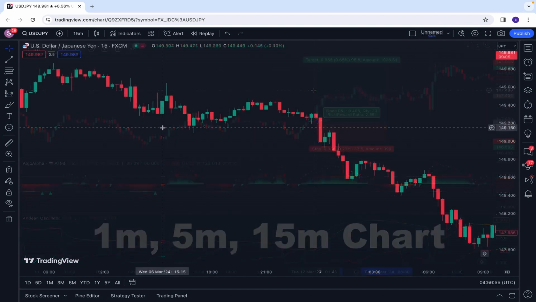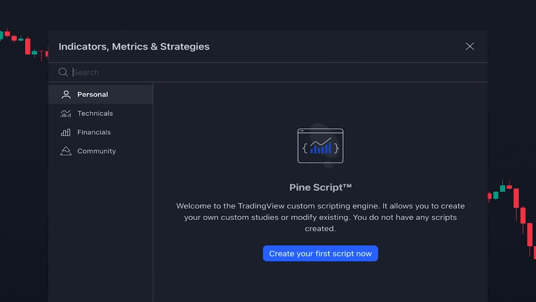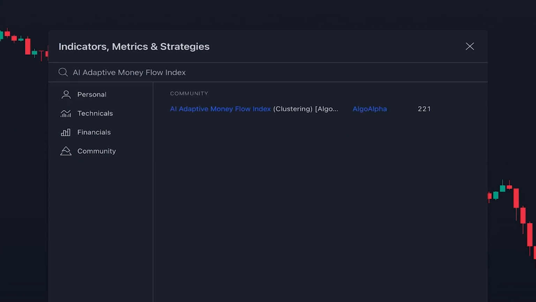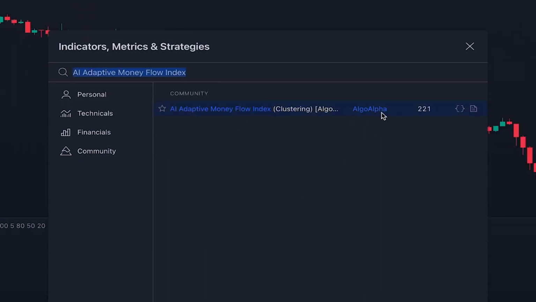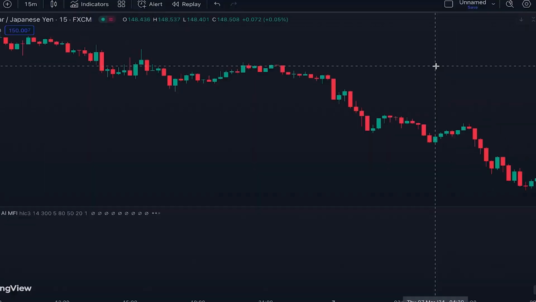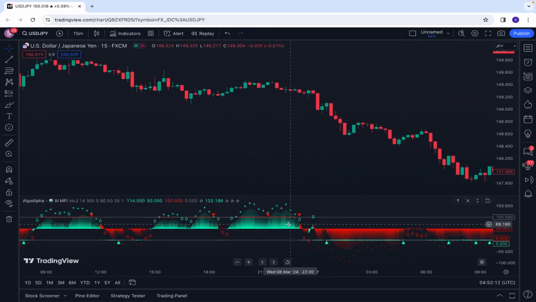To add this amazing indicator to our chart, here we click on indicators and we search AI Adaptive Money Flow Index. This one, which is written by Algo Alpha. Alright, this is the indicator, and as you can see, it's added here below the chart.